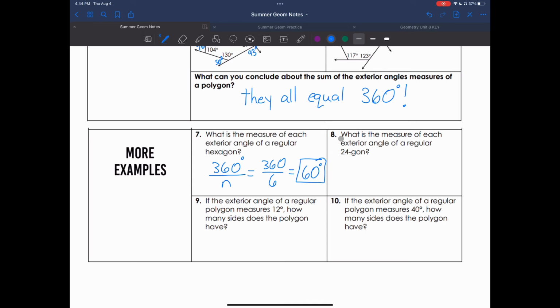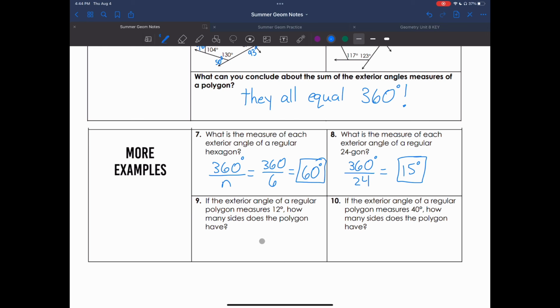Okay, number 8, what is the measure of each exterior angle of a regular 24-gon? Well, you get the drill here. You take the sum total, 360 degrees, divide by 24 sides, which is still also 24 angles. And that's going to give us 15 degrees per each exterior angle. Okay, 9 and 10 are slightly different, but they're done in almost the exact same way, y'all.